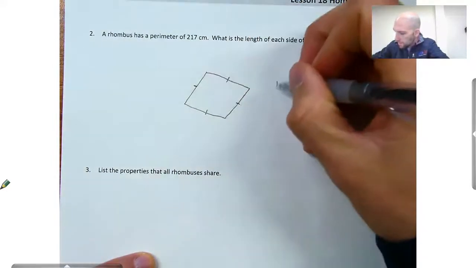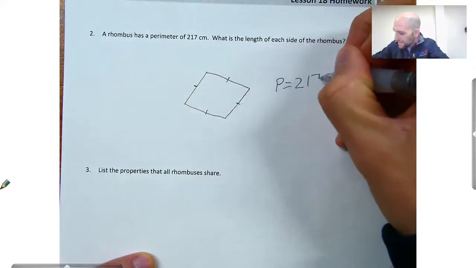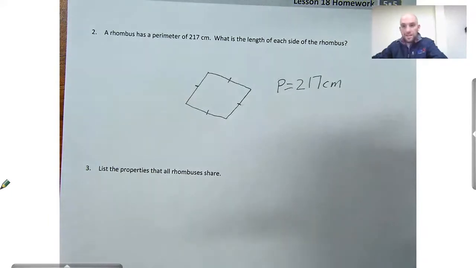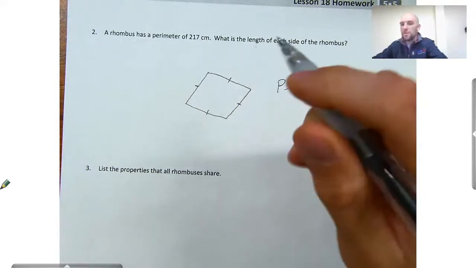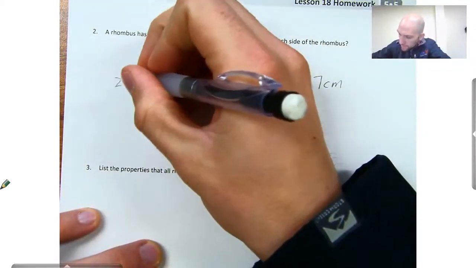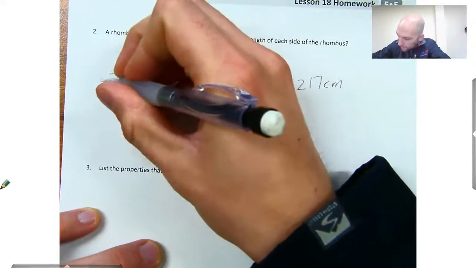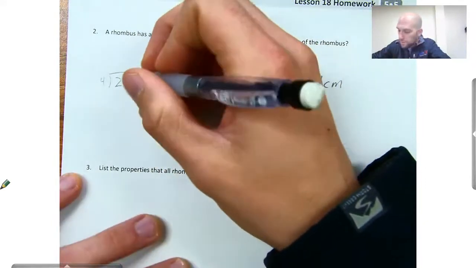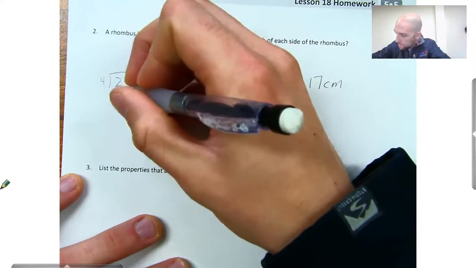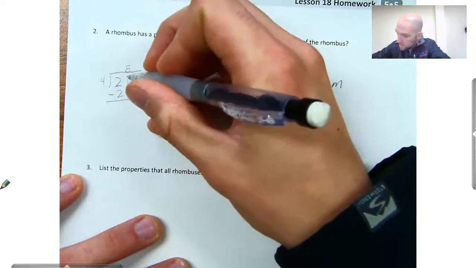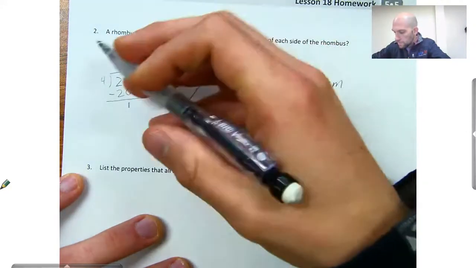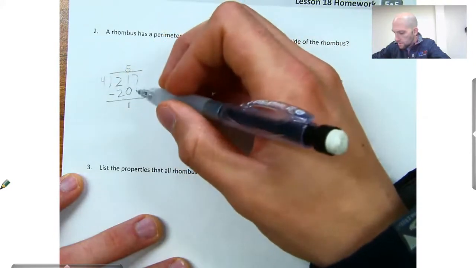Now, all the way around, my perimeter is 217 centimeters. And if I know that all my sides are equal, well, I can just divide that 217 by my 4 sides to figure out how much length I have on each side. So what the length of each side is. So I'll do 217 divided by 4. 4 goes into 21 5 times. Which should give us 20. Subtract our 1. We get 17 when we bring down our 7.